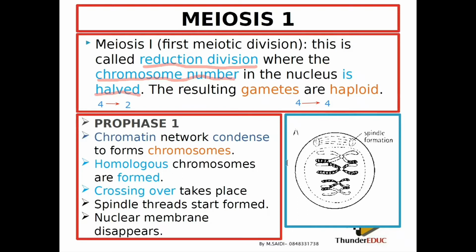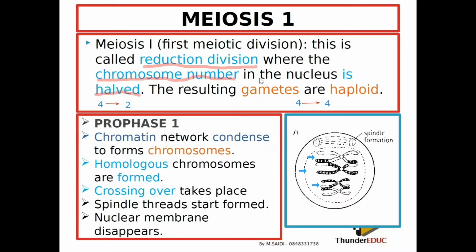Now in prophase 1 of meiosis 1, we're saying the chromatin network condenses. When we say the chromatin network condenses, it matures and forms chromosomes. We go from being chromatin to chromosomes. Hence you can see here we are no longer having the chromatids, we're having the chromosomes. Again, they are saying homologous chromosomes are formed.